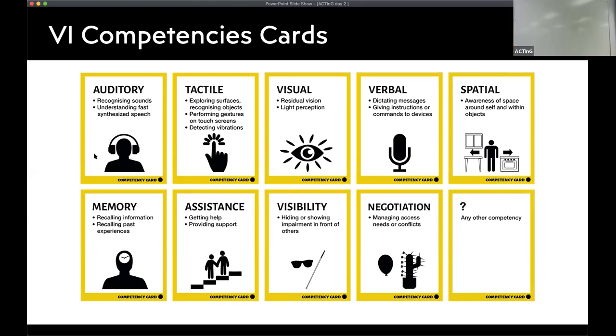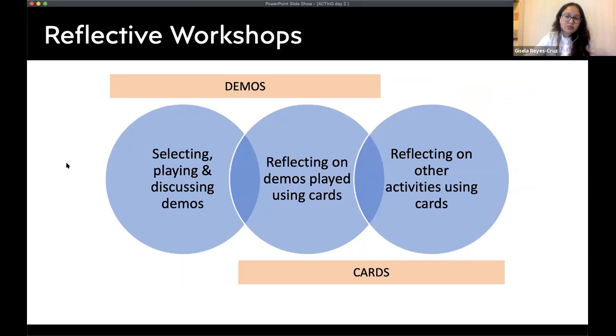So this is how we use the materials in the workshop, and this is the rough structure of those sessions. First, I presented a small catalog, as I said, of demos from which participants selected one or two clips to play and discuss. And then we used the cards to reflect on the videos played, just the same way that I did in this presentation. And lastly, we used only the cards to reflect on other experiences of visually impaired people.